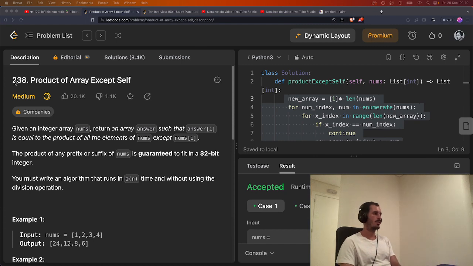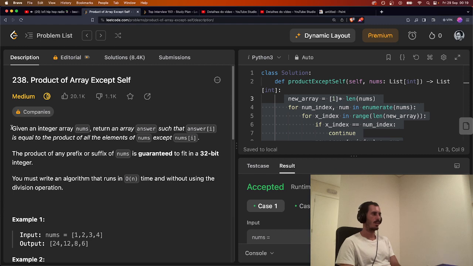Now we're solving 238, Product of Array Except Self. Given an integer array nums, return an array answer such that answer[i] is equal to the product of all elements of nums except nums[i]. The product of any prefix or suffix of nums is guaranteed to fit in a 32-bit integer. You must write an algorithm that runs in O(n) time without using the division operation.